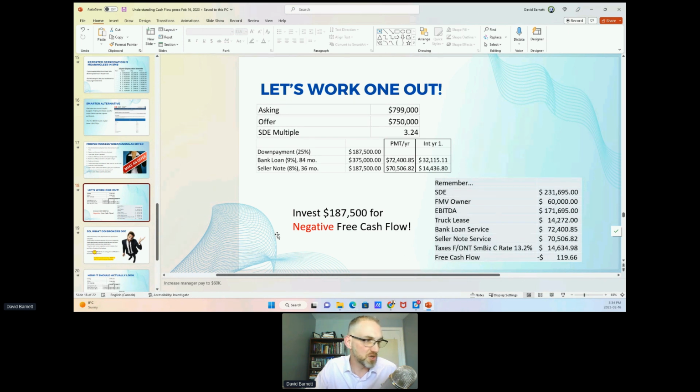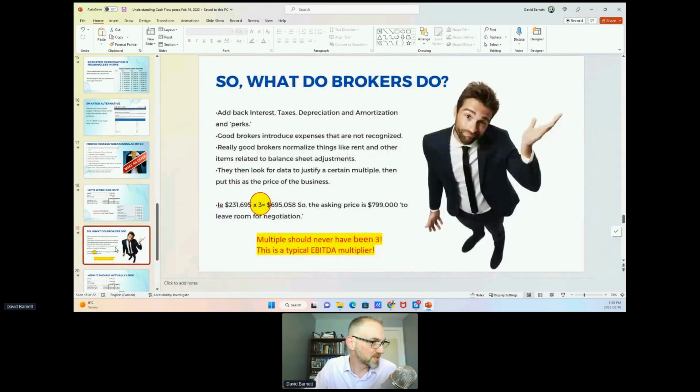So how could we be so terribly, terribly wrong? How can this system have gotten so off kilter in such a bad way? Well, remember this slide? And I said, the broker took the 231 and multiplied it by 3. So 3 times cash flow is a typical multiplier of EBITDA, not of SDE. And I see people making this mistake all the time.